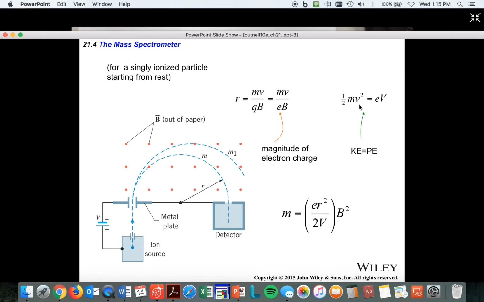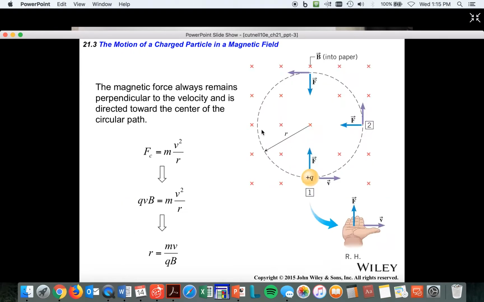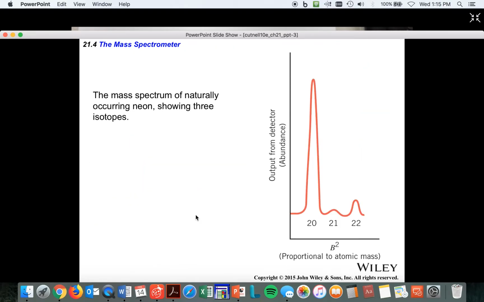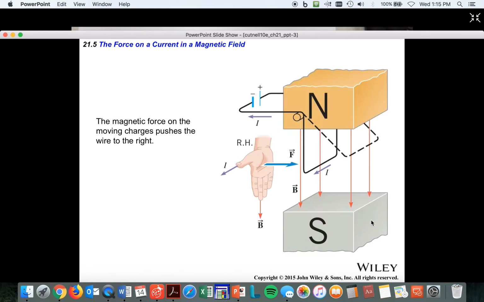How do we get from there to there? Don't worry about it. I never use that anyway. I mostly use this one for our problems. And here it shows different isotopes where they're hitting the most. Okay, so I'm going to stop there.